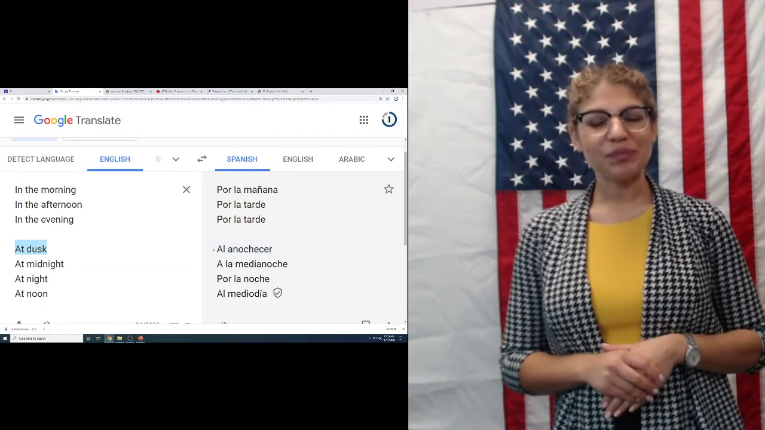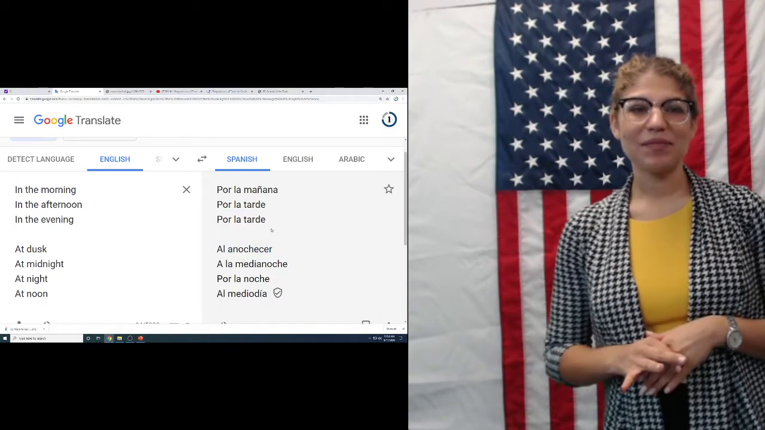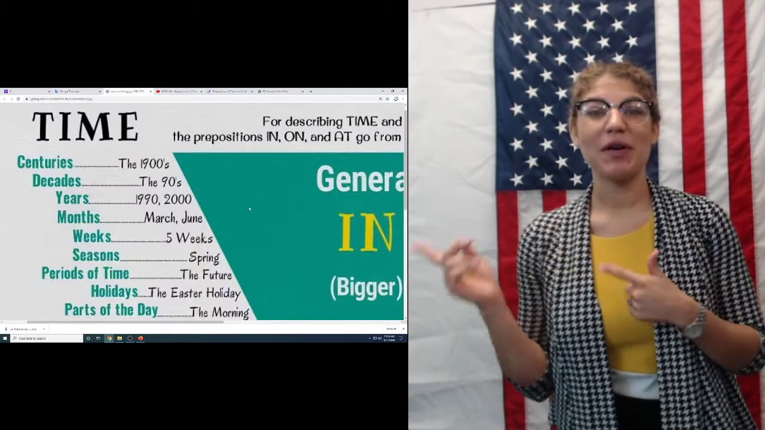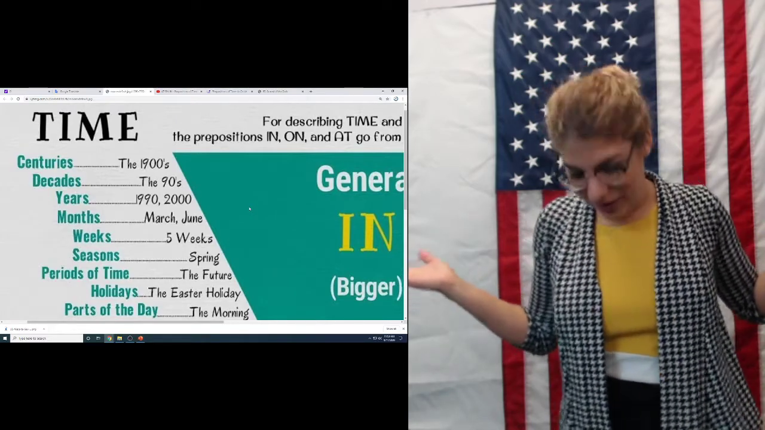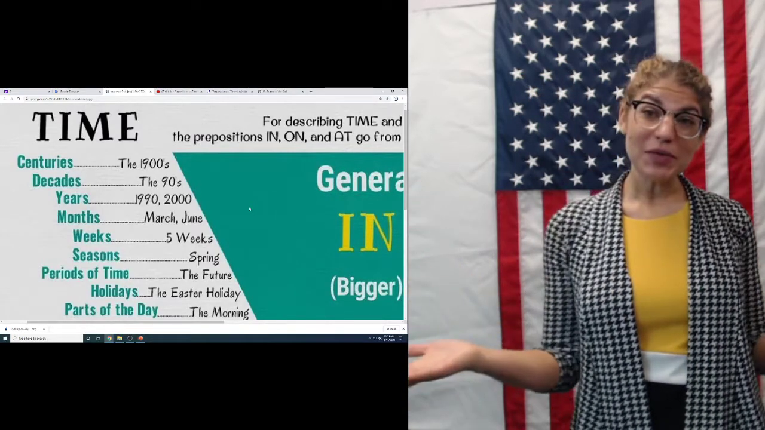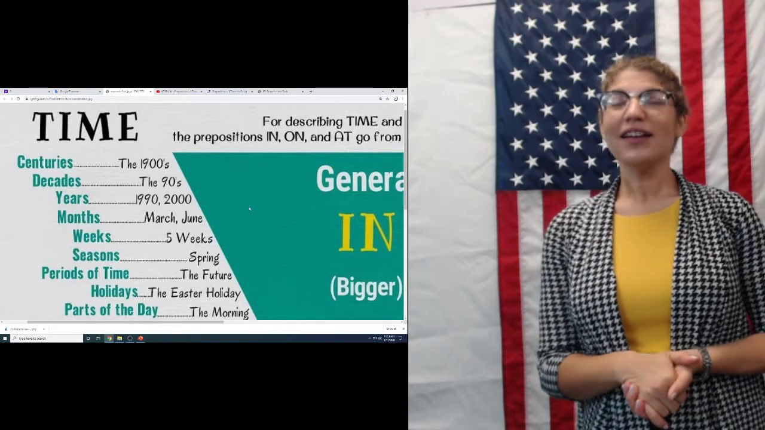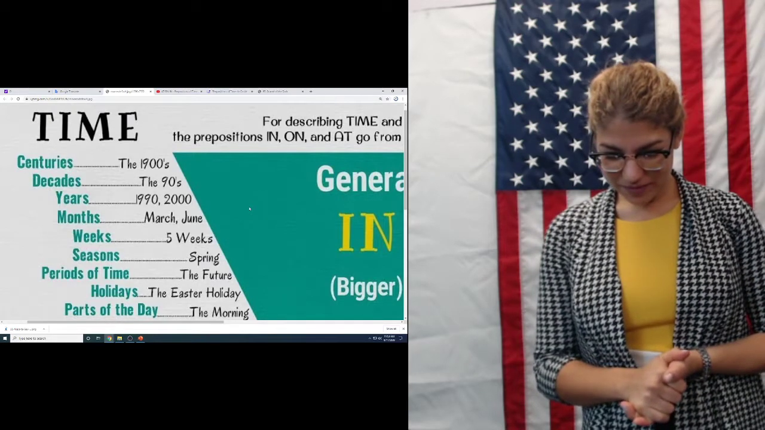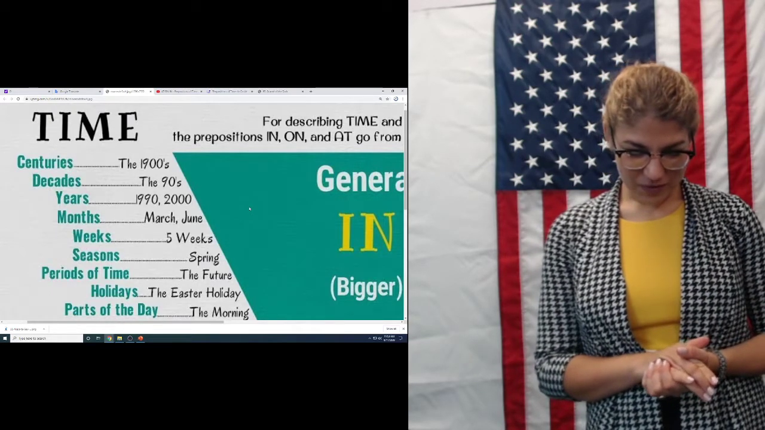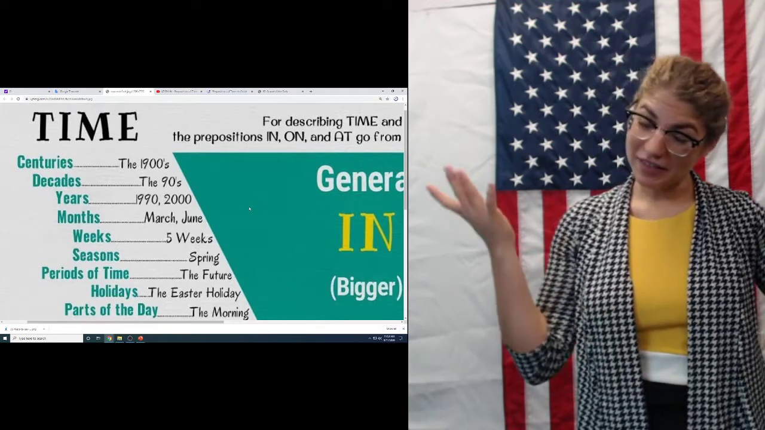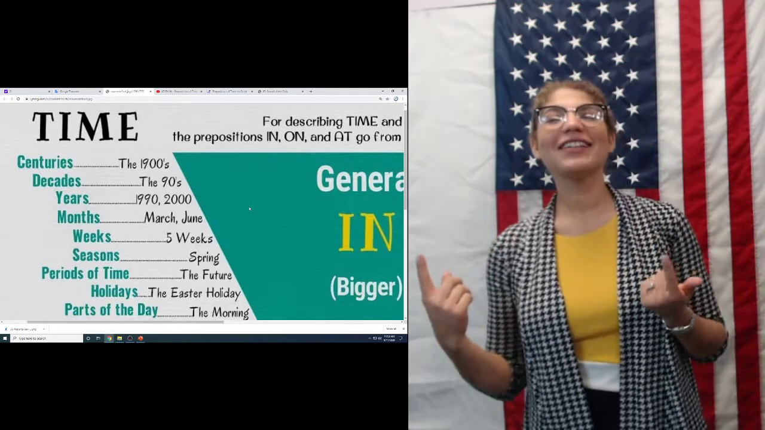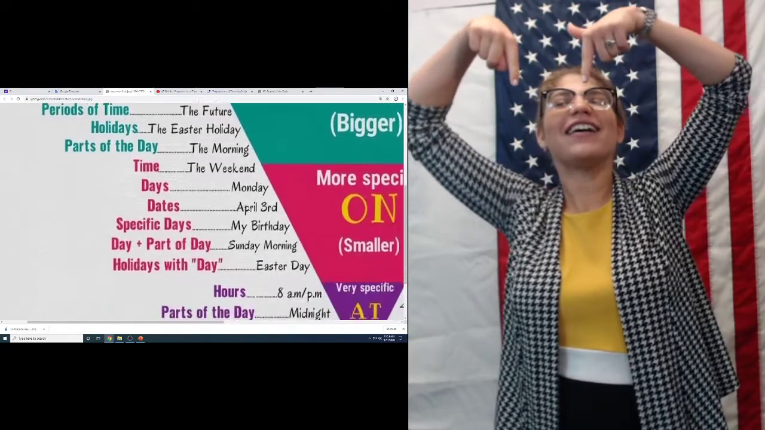Mm-hmm. So, at dusk. Okay, so let's return to our picture. Evie is so smart and beautiful and brilliant. I don't know what to do with her. So we have in. Where are we? In. The next one is on.